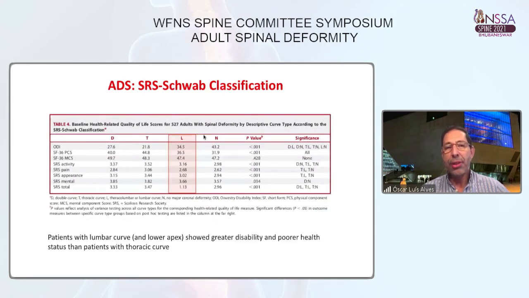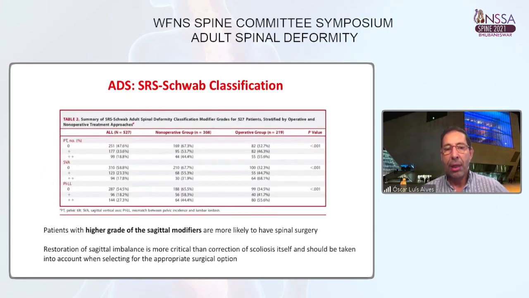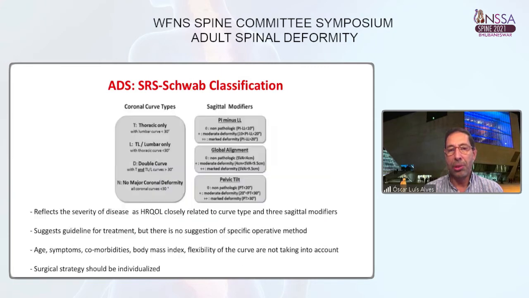It was also demonstrated that patients with a lumbar curve, especially with a lower apex, showed greater disability and poorer health status than patients with a thoracic curve. And patients with a high grade of sagittal modifiers are more likely to have spinal surgery. So restoration of sagittal balance is probably more critical than correction of the scoliosis itself, and should be taken into account when selecting patients for the appropriate surgical option.